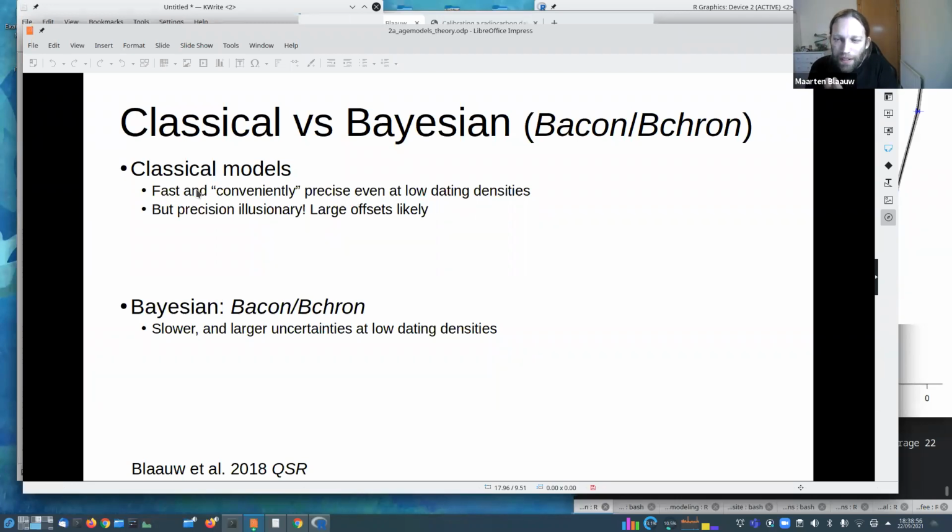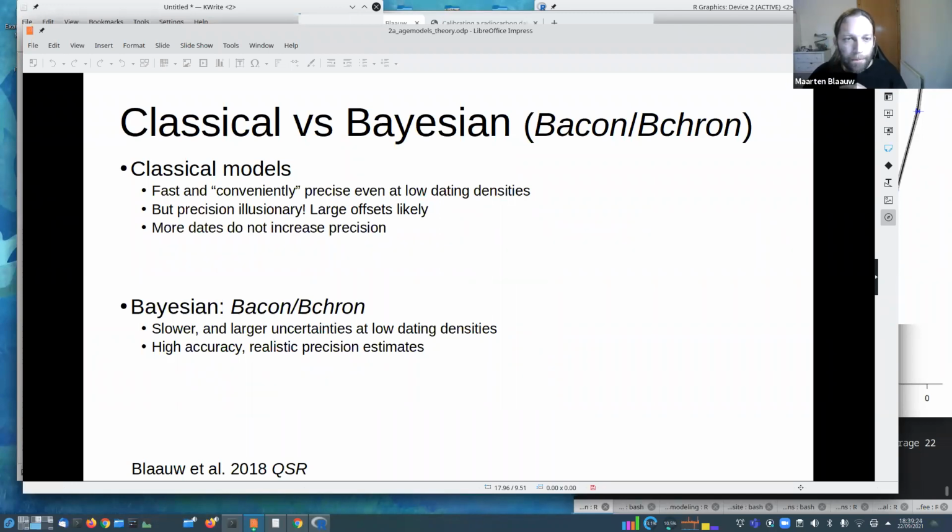Even if you have a very precise CLAM model, it might be very wrong. It might be very far away from the truth. On the other hand, Bayesian models are more pessimistic, but they actually mean that they're quite accurate. The estimates of the uncertainty provided by Bacon, Bchron and OxCal are actually quite realistic estimates of uncertainty.